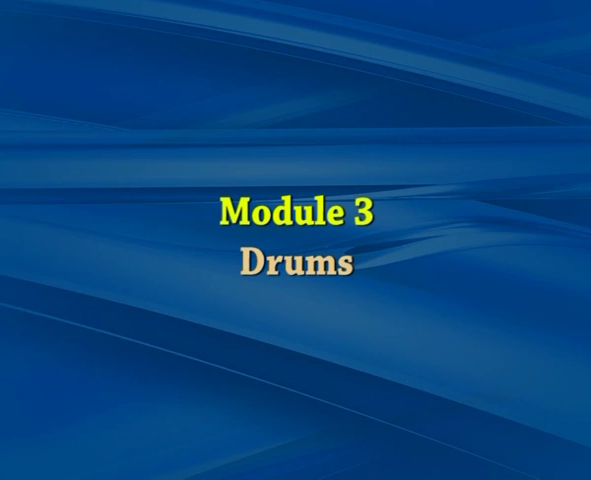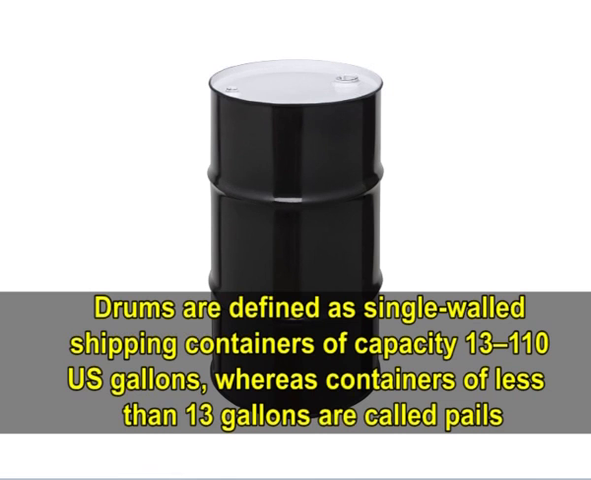Module 3. Drums. Drums are defined as single-walled shipping containers of capacity 13 to 110 US gallons, whereas containers of less than 13 gallons are called pails. In the UK, pails may be referred to as kegs.